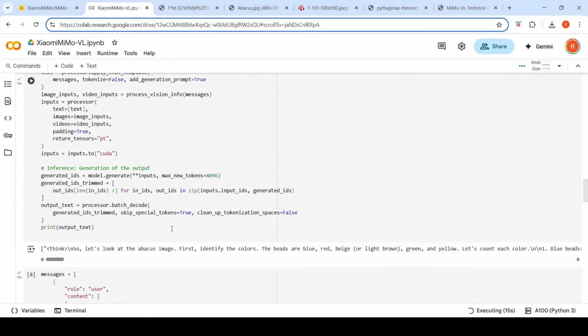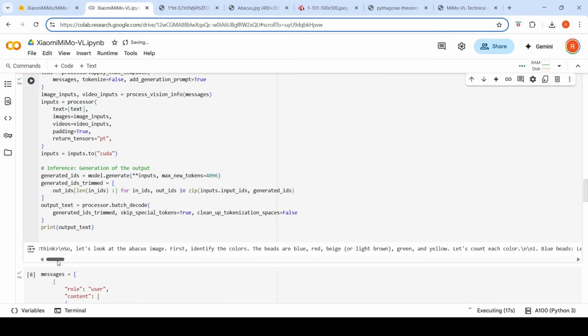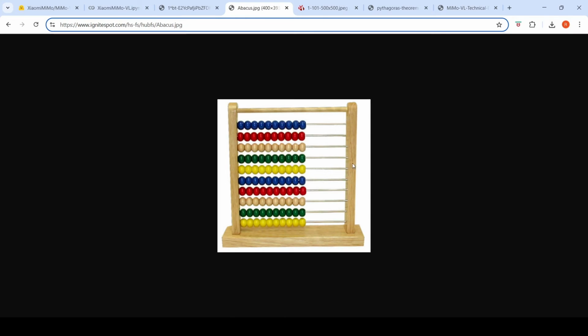Yeah, beads for each color, 4096 tokens. Let's see what is the answer over here finally. It says 14 beads over here. There are 5 different colors. Each color has 14 beads. If you go over here, you have how many beads over here?